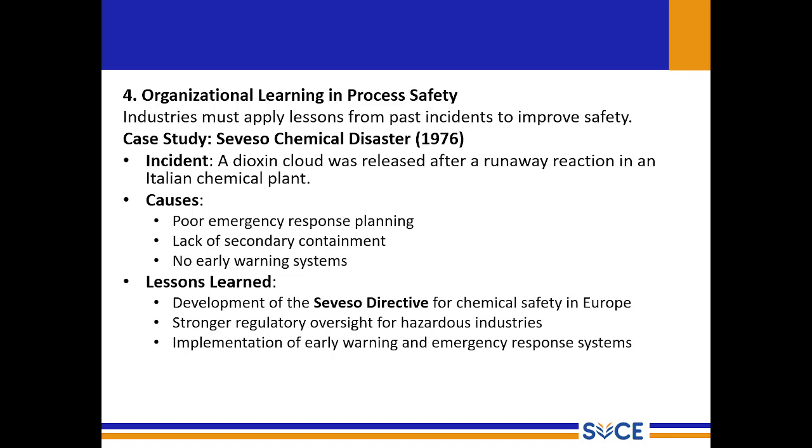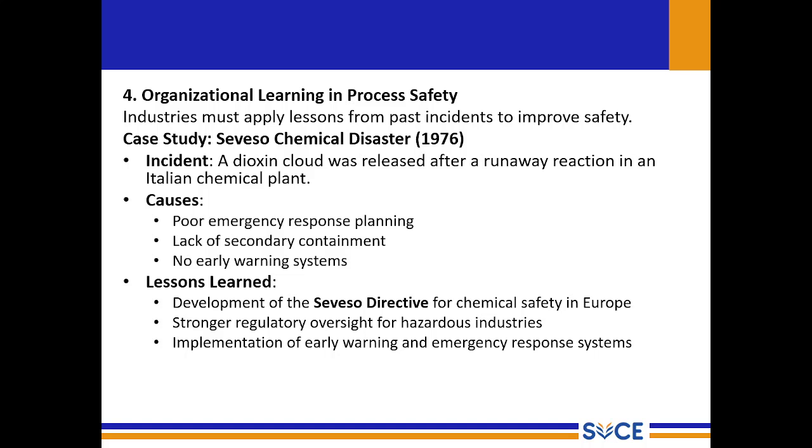Poor emergency response planning. The company failed to have a structured emergency plan in case of chemical leaks. Local authorities were not informed immediately, delaying evacuation efforts. And lack of secondary containment. The plant had no containment system to prevent the dioxin from escaping, no physical barriers to trap or neutralize the toxic gas. No early warning systems: no gas detection systems were in place to alert workers or residents. The accident was only noticed after people experienced health effects.